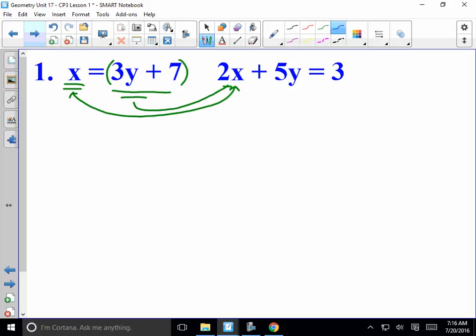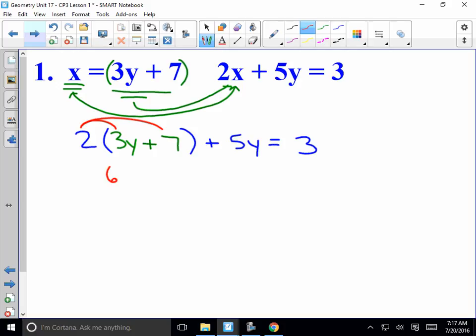So starting with my blue equation, 2x plus 5y. So 2, I'm going to leave a space where x was, plus 5y equals 3. And what I'm going to do is insert an equation that is equal to x. And then now we need to finally finish up. We want to distribute the 2: 6y plus 14 plus 5y equals 3.